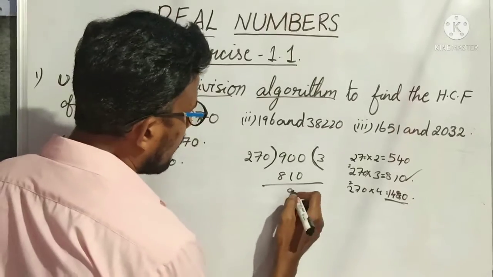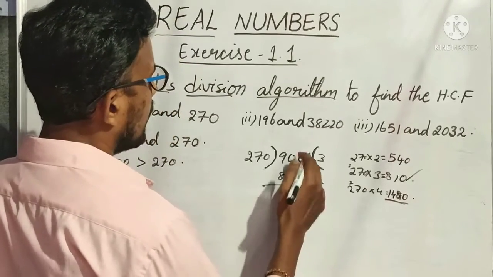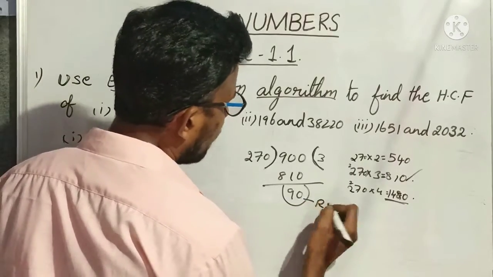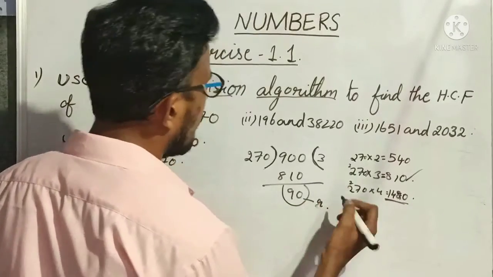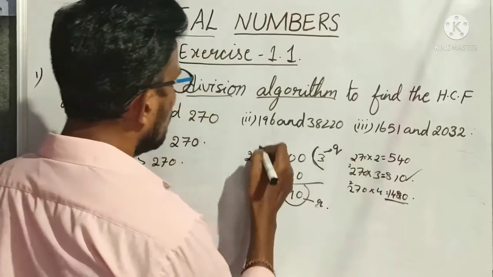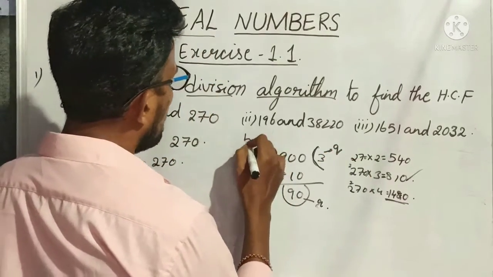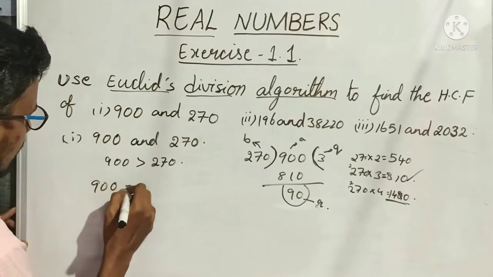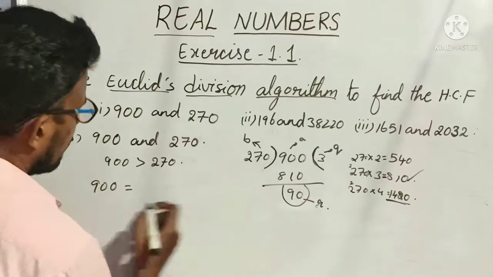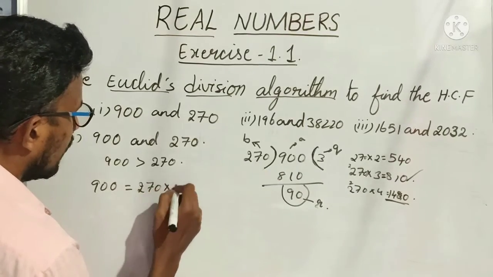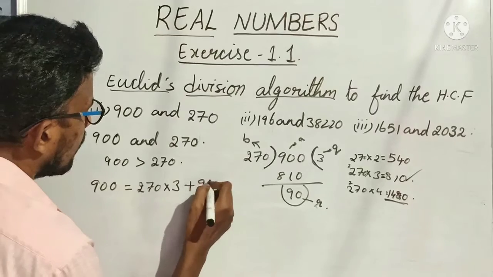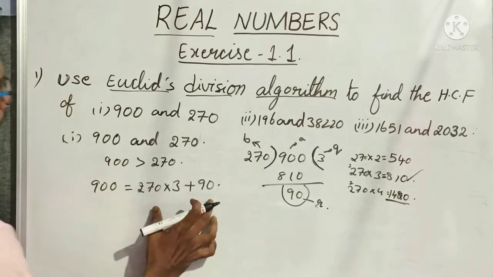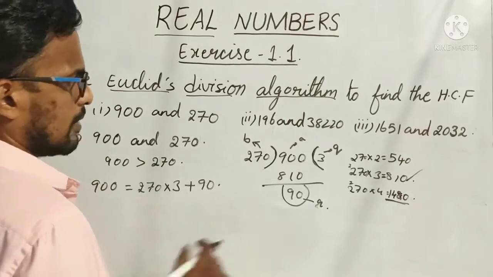What is the remainder we are getting here? 90, because 900 minus 810 is 90. Now we have to write this in the form of Euclid's division algorithm: this is q, this is b, and this is a. So 900 is equal to 270 into 3 plus 90. But we have to continue this process till we get remainder 0.